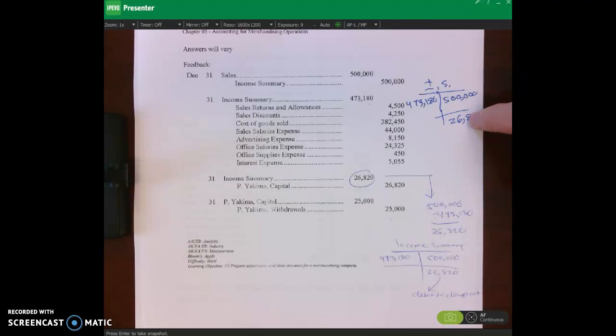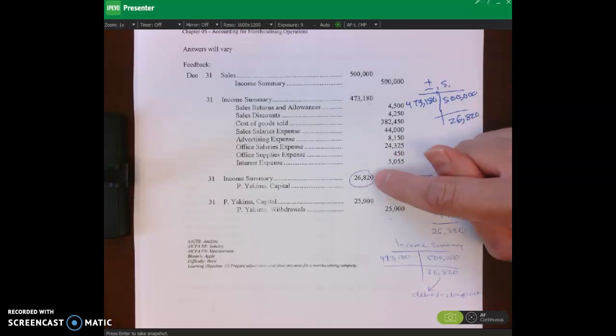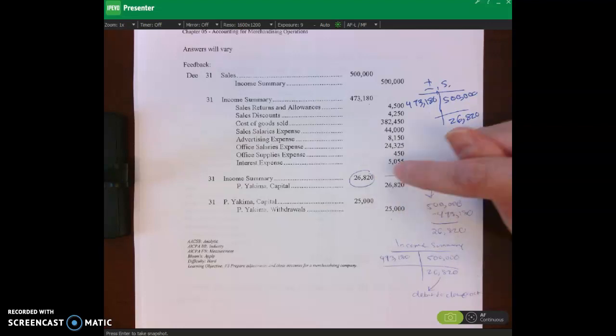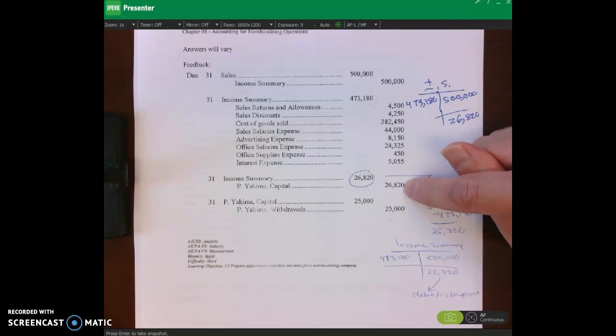So I have to move the balance in income summary. I have to zero out income summary and move that balance to capital using a journal entry. How do I do that? Well, I debit income summary $26,820, and then I credit capital for $26,820. That's my third journal entry.